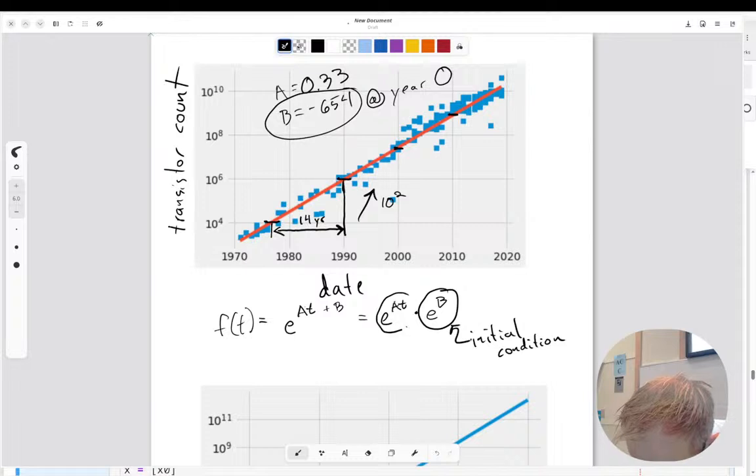Then really what we're saying here is our function is e to the a t. So when we say it doubled or tripled or 5x, that's the e to the a term. What is that e to the a?